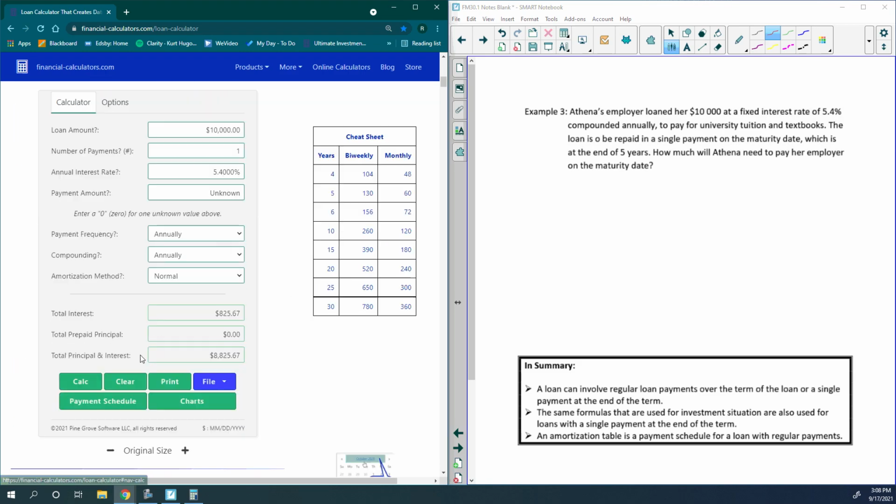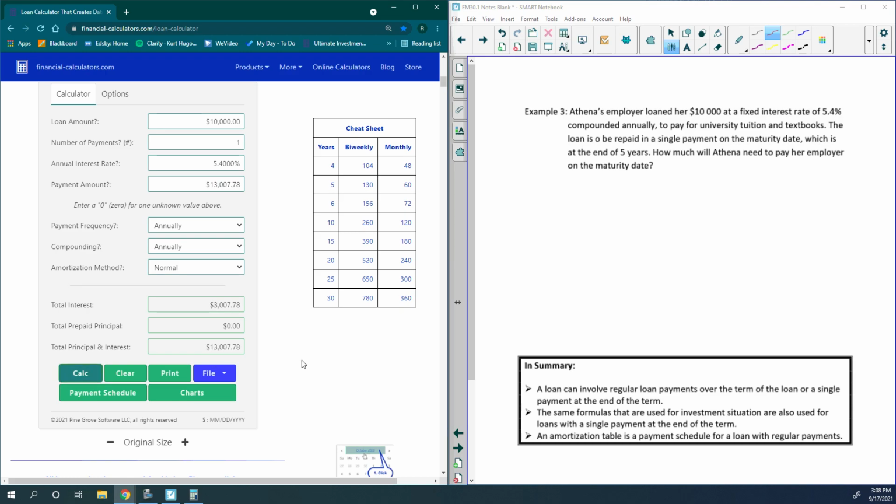Then I go back, I hit calculate, and we get an answer of $13,007.78. So at the end of this loan, you'll have to pay $13,007.78.